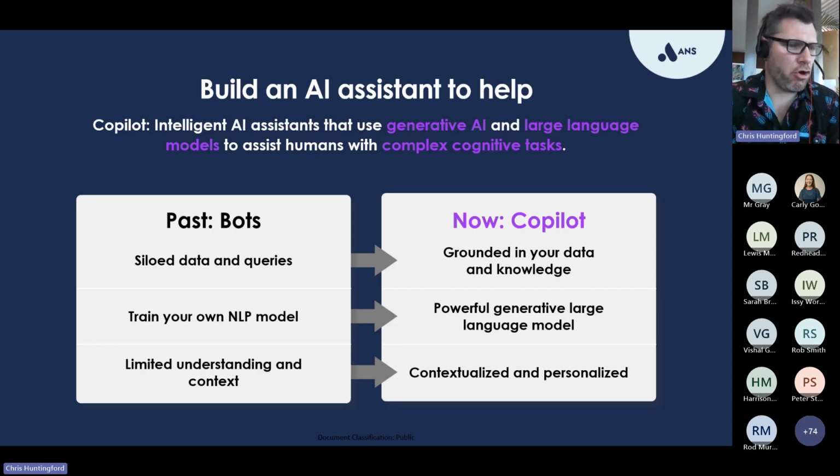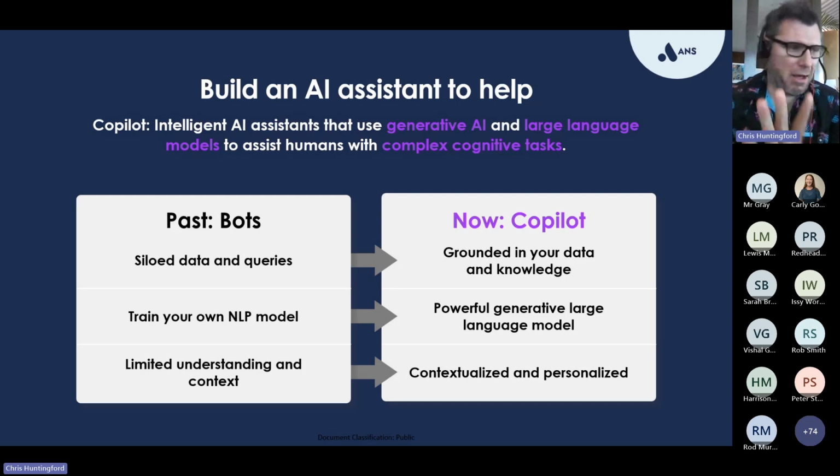The difference between that and a copilot is that a copilot is like a bot on steroids. And what it does is it's grounded in your data. So it actually knows your information. But what it also does is it supercharges that data with generative AI, right? So it looks at a large language model and it supercharges that data. What it can also do is it can be contextualized and personalized.